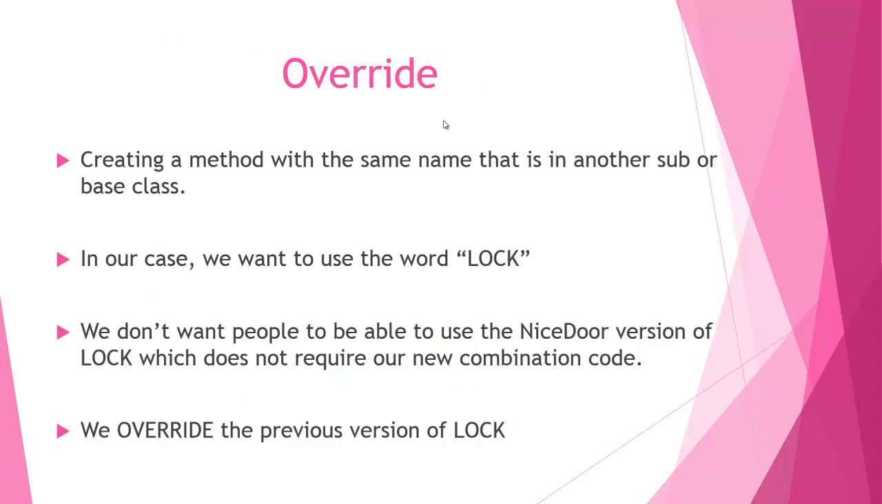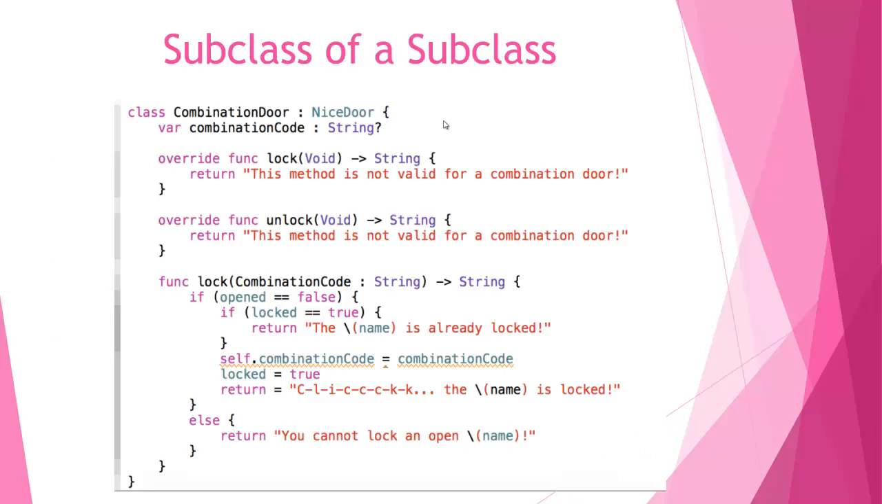All right, and then there's the override. Now, when we create a method that has the same name as another method, like in this case, we're going to use lock. There's still that method that's in the main class that I can lock and unlock a door just by typing in lock. Well, now we want to go to combination door, so we don't want to be able to use lock and unlock. So what we do is we override the function lock so that if somebody types in combination door lock, they can't use the one from the base class. They have to use this one.